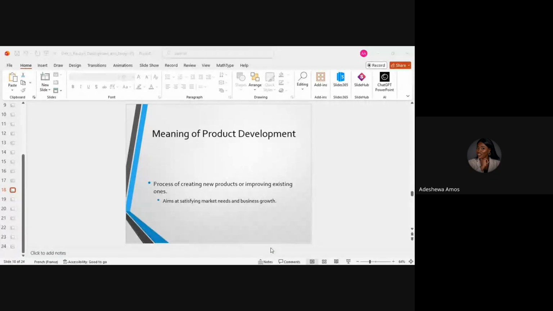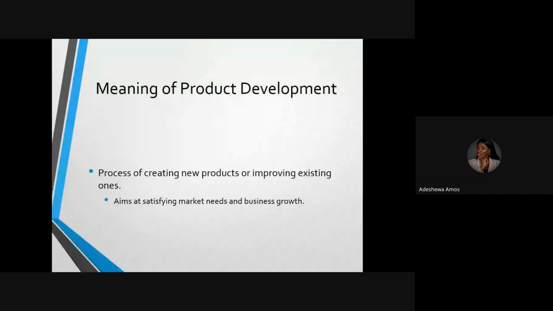So I was on product development. Just like this man was trying to say, when you're creating new products, he was mostly focusing on improving the existing ones. So you have a product before, but you want to improve on it. By creating new products or improving on the existing ones, you are doing what we call product development. And what does product development seek to do? It aims at satisfying market needs and business growth.